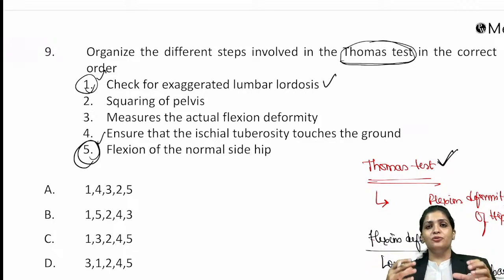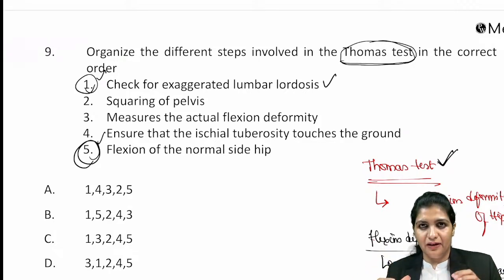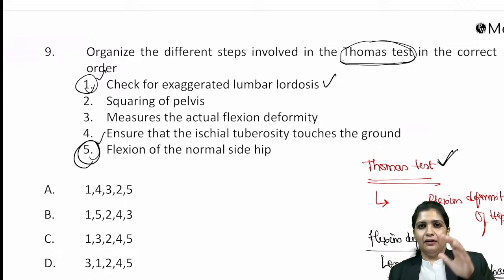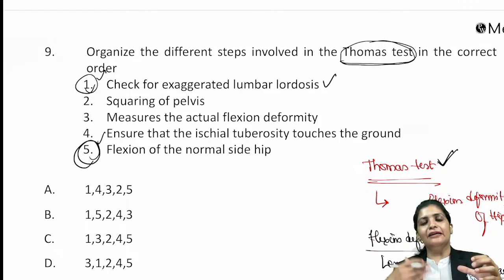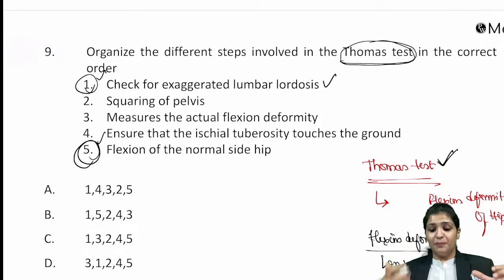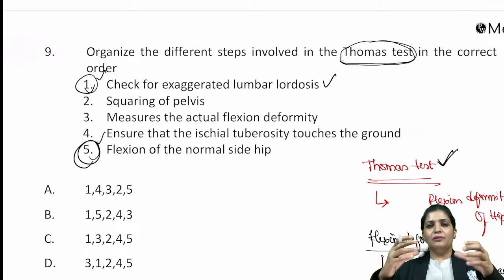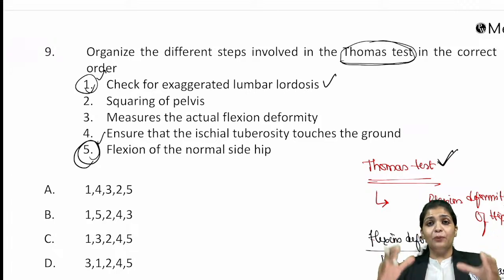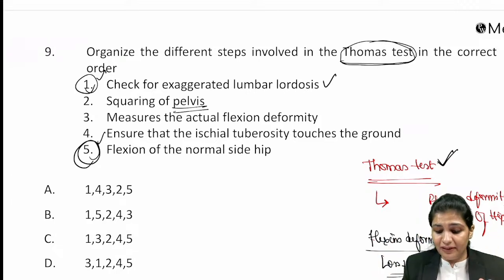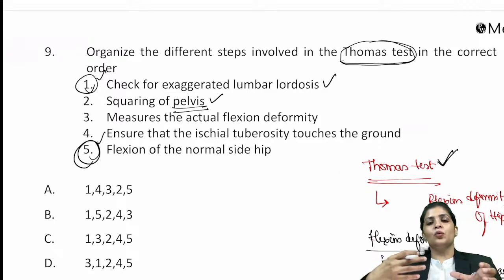Now you try to see that the pelvis is not tilted. If you don't feel the spine touching, and you exaggerate the flexion of the hip, the spine will compensate by tilting. The pelvis will tilt, and whatever flexion deformity there is will be exaggerated. To prevent that tilt, you feel for the pelvis. This is called squaring of the pelvis, so you prevent the pelvic tilt.